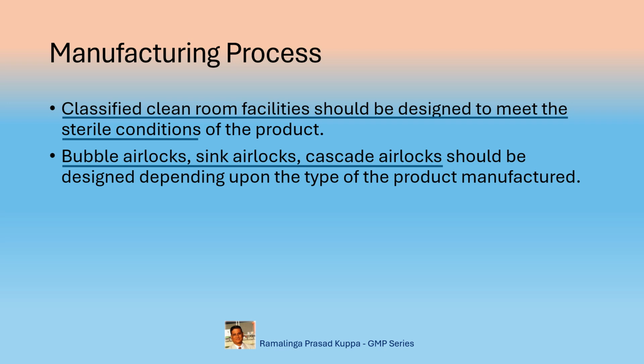Bubble airlocks, sink airlocks, cascade airlocks should be designed depending upon the type of the product manufactured. Bubble airlock protects the core area from the external contamination. Sink airlocks protect the background areas by containing or sinking the possible remnants of the product. Cascade airlock will have different pressure differentials from one to the other adjacent area. WHO guideline on clean room designs provides a very intricate detail. This guide also provides pictorial depictions of various types of airlocks.